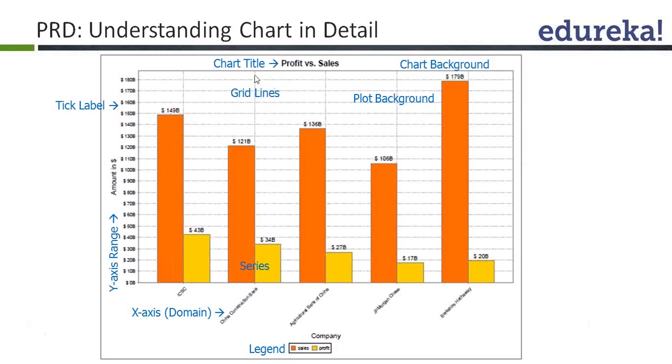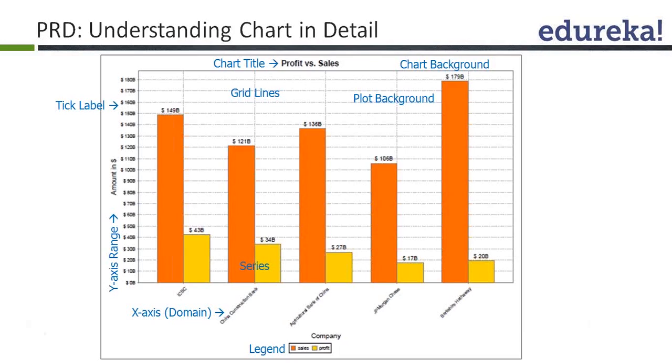These element names or terms are very important, especially when you are configuring chart elements, because all those configurations will be using these terms. For that you should understand, for example, you need to configure plot background. Then you should be aware of what plot background is. So what is the difference between plot background and chart background? Whatever is in this rectangle box is plot background. Outside that it is chart background. So this is all about bar chart and its basic nomenclature.